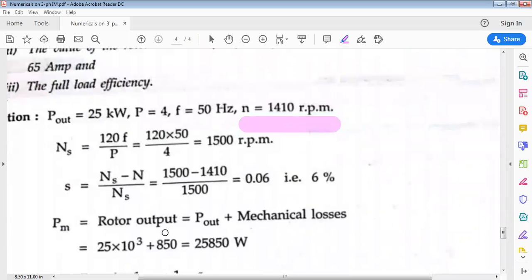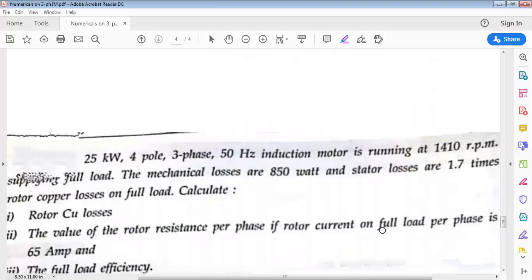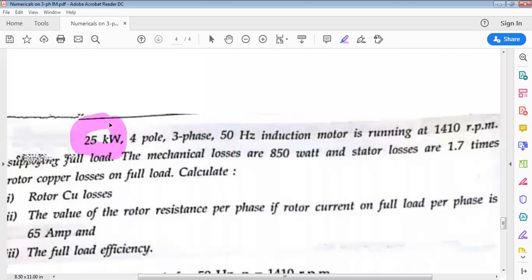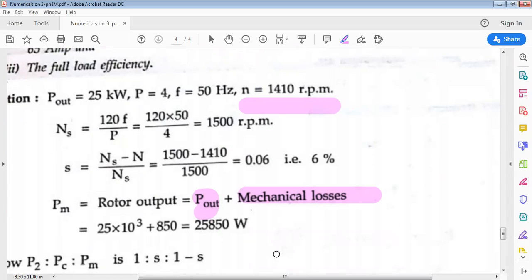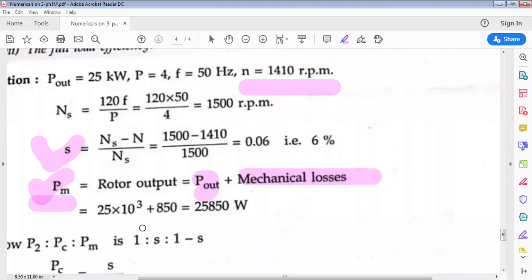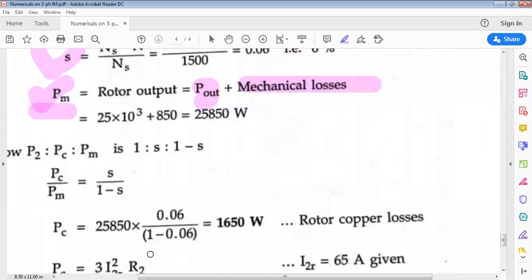Now, rotor output is what? Motor output plus mechanical losses, both are given. See here, 25 kilowatt is motor output and mechanical losses also given 850 watt. So using this you can calculate gross mechanical power developed by rotor, PM. Now slip you know and PM you know, so the rest of the parameters, P2 and PC, if required you can calculate. So PC, that is rotor copper loss, you can calculate.